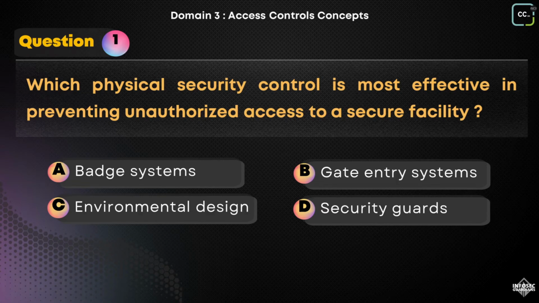Hence, the correct answer is Option D, security guards. Security guards provide an active, responsive layer of security that is crucial for preventing unauthorized access. Let us now move on to our next question.